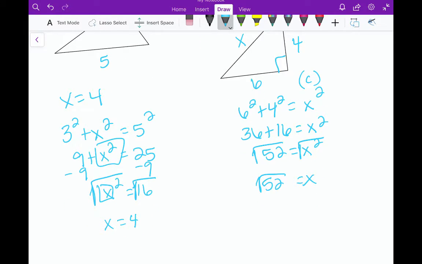Now, what is the square root of 52? Well, I know the square root of 49 is 7, so I know it's going to be a little bit more than 7, but that's not really how I want to simplify this. I want to see if I can find any perfect square factors, so I'm going to factor it like this.